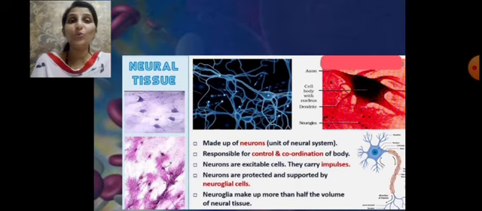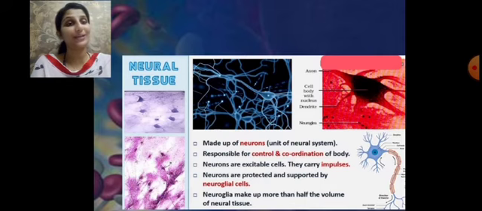Now let us learn about the fourth type of animal tissue, that is the neural tissue. The neural tissue is made up of nerve cells or neurons. The functional unit of the nervous tissue is the neuron, and neurons are responsible for control and coordination of our body. The neurons are excitable cells. They can be excited by a stimulus, and they have the ability to carry impulses in the form of electricity, or they carry electrical impulses. The neurons are covered and supported by specialized cells called neuroglia cells. These are the neuroglia cells.